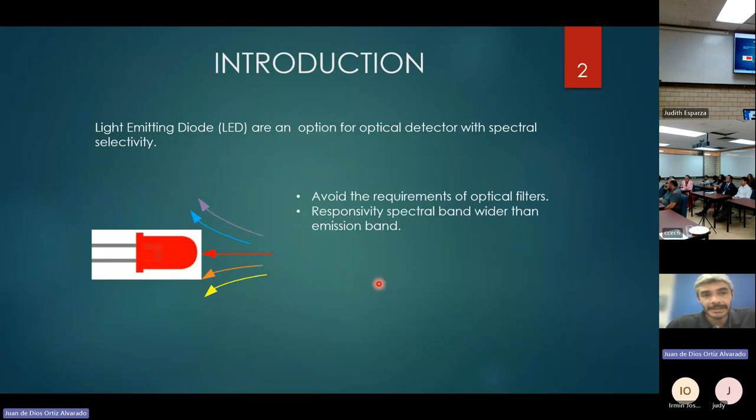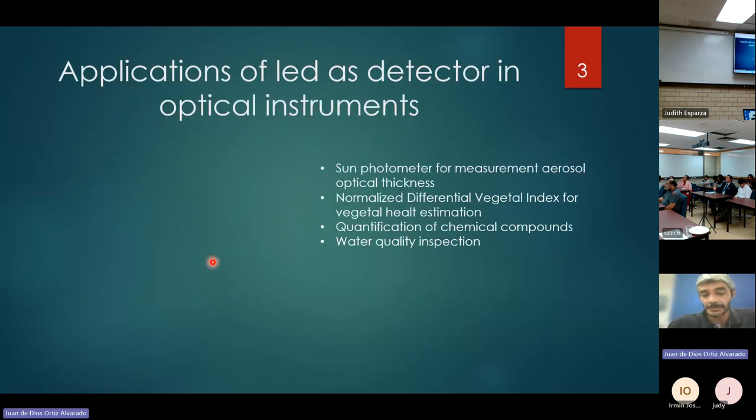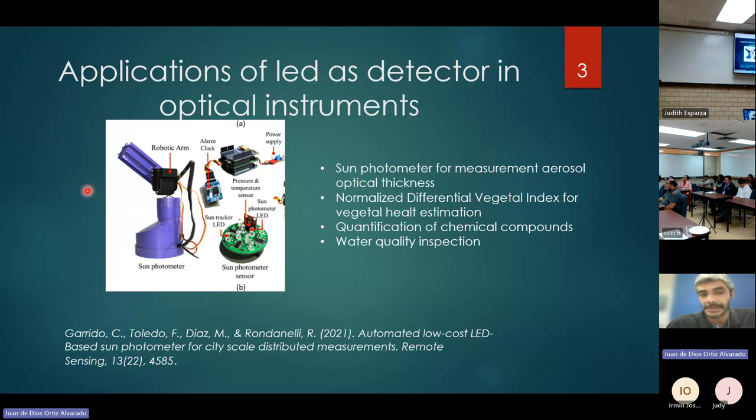Okay, let's start. The light emitting diode has recently increased its application as a low cost detector option with spectral selectivity. This is attractive because it avoids the requirement for optical filters and reduces the requirements of signal conditioning circuits. But there are some drawbacks. For example, the responsivity spectral band is wider than the emission bands, but there have been reports with valuable applications. For example, applications in photometers for detection of aerosols in the atmosphere, and some other compounds, for example, ozone.